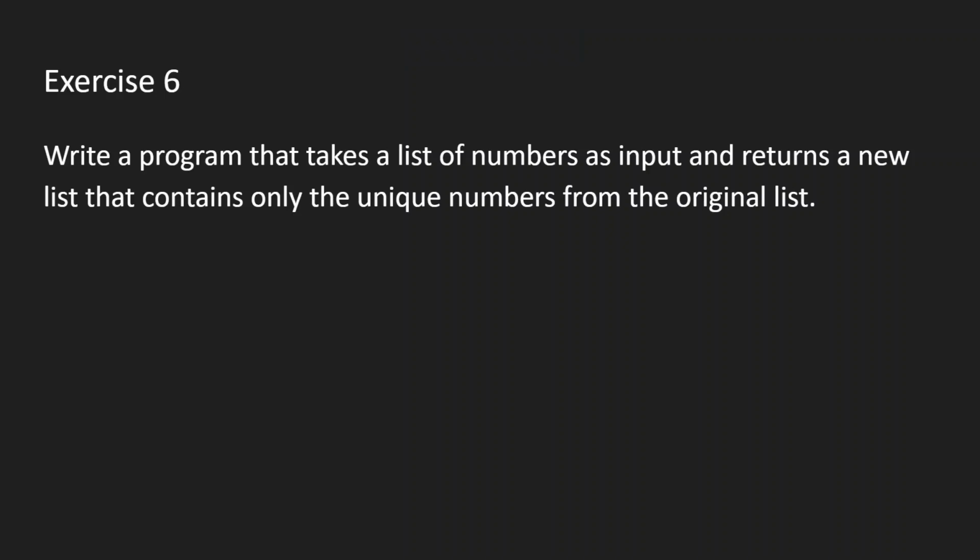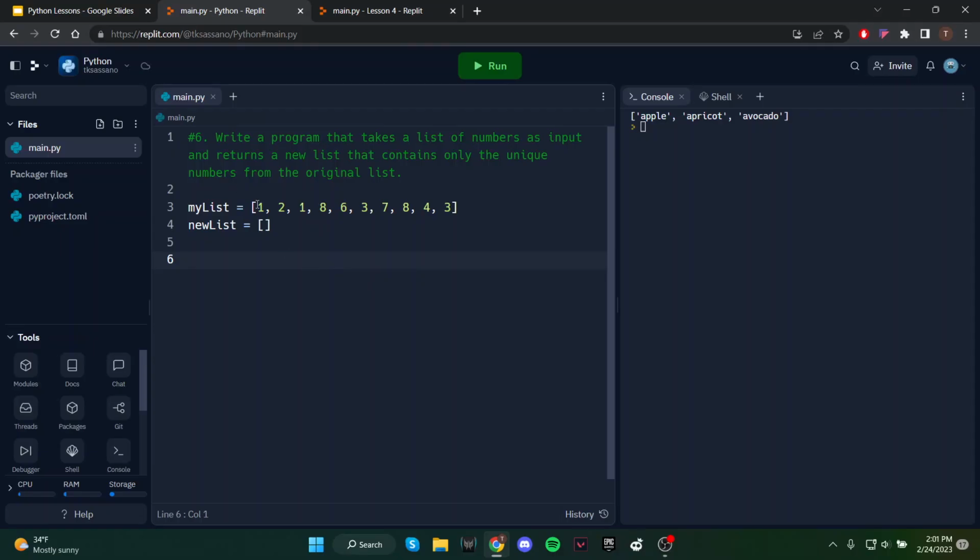Write a program that takes a list of numbers as input and returns a new list that contains only the unique numbers from the original list. So we have this list here, and we want to eliminate any duplicates to put in the new list. So we don't want any numbers to repeat.